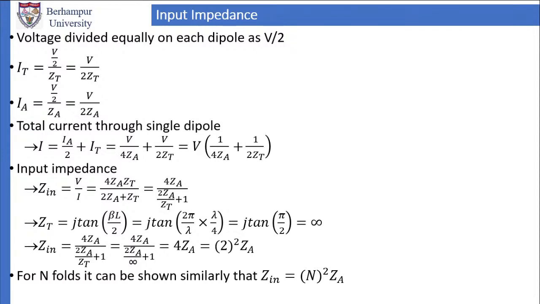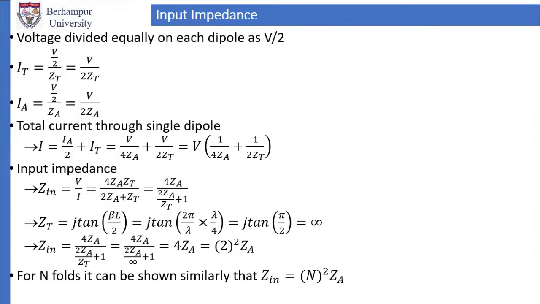So now we know ZT from the transmission line model. For transmission line we know this. ZT is equal to j tan beta L by 2. That we know for a section of short-circuited transmission line, for a section of transmission line whose length is L, the impedance is j tan beta L. Here the length is L by 2. Therefore, ZT is equal to j tan beta L by 2.